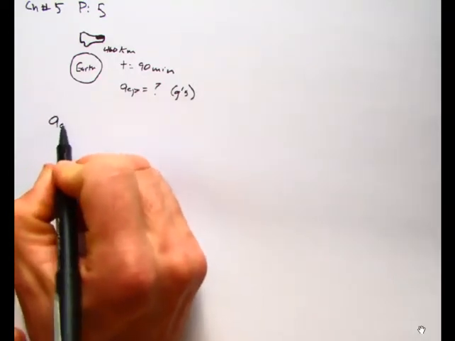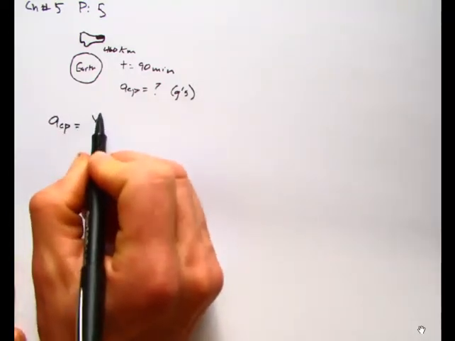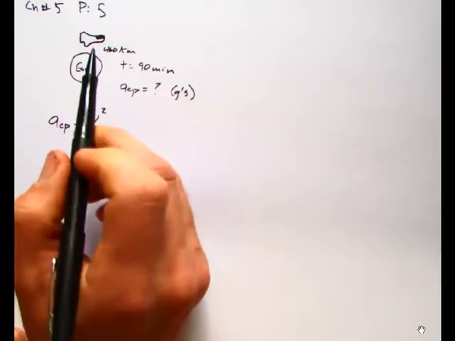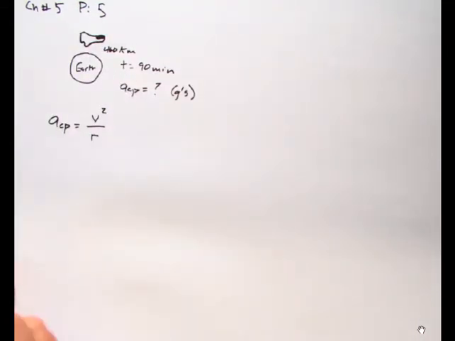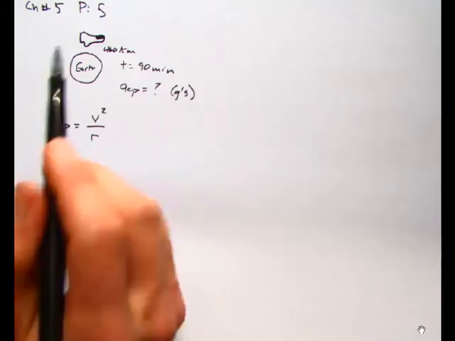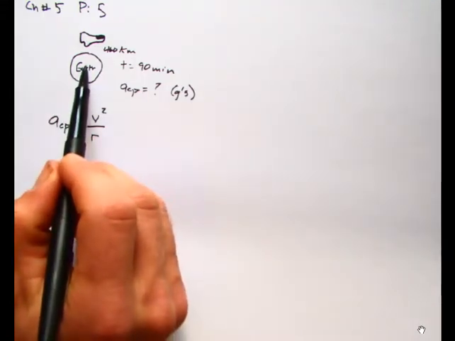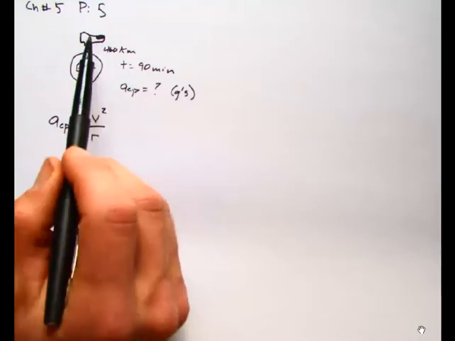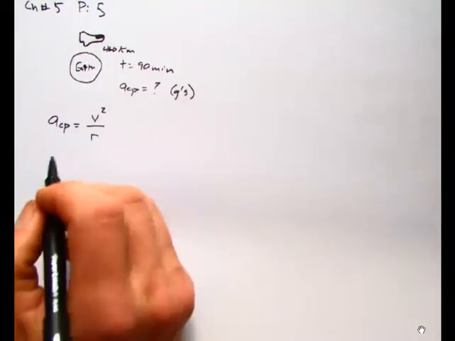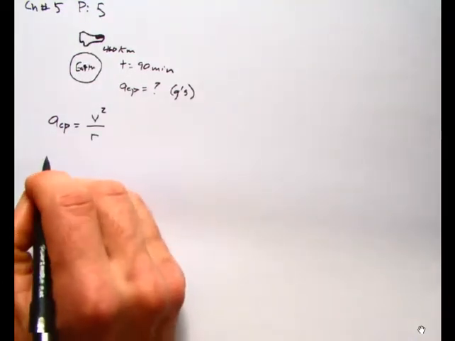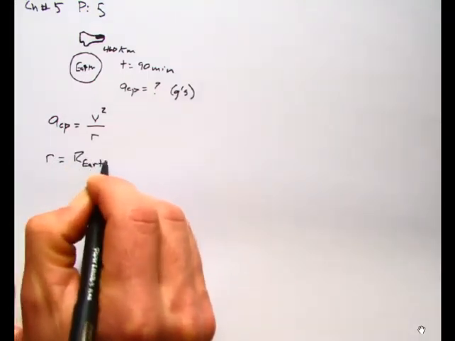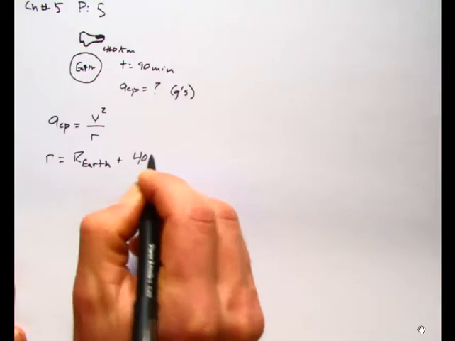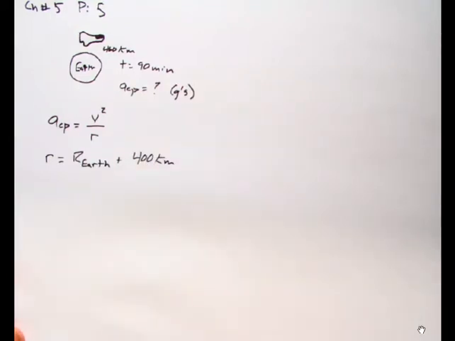Well, we know that we're going to need to know the speed at which the space shuttle is going around the Earth and the radius at which it's going around the Earth. So let's find the distance from the center of the Earth to the space shuttle. So basically, our radius is going to be equal to the radius of the Earth plus 400 kilometers.